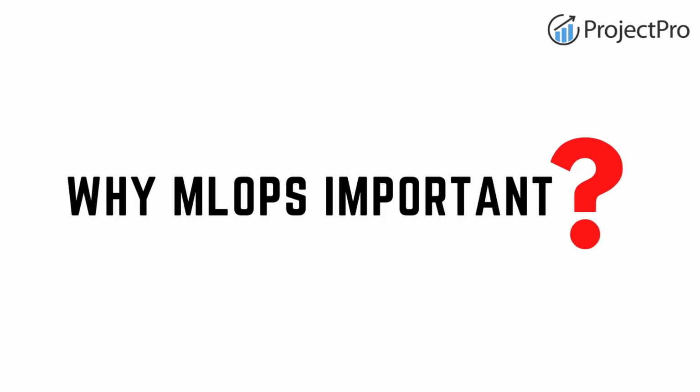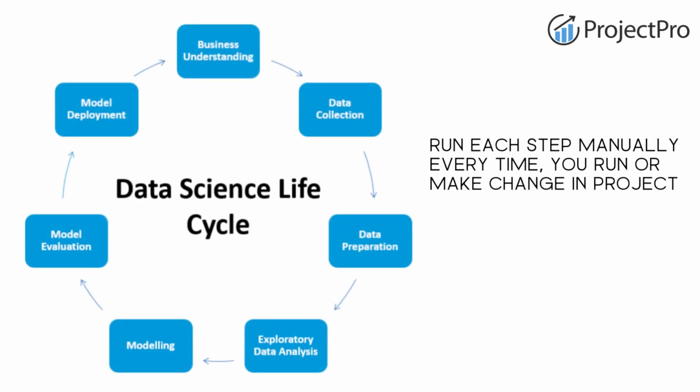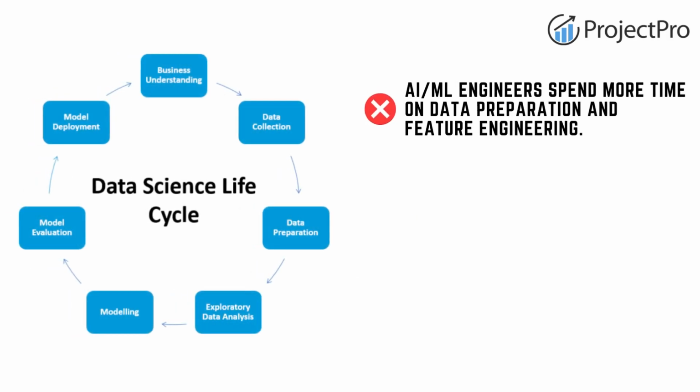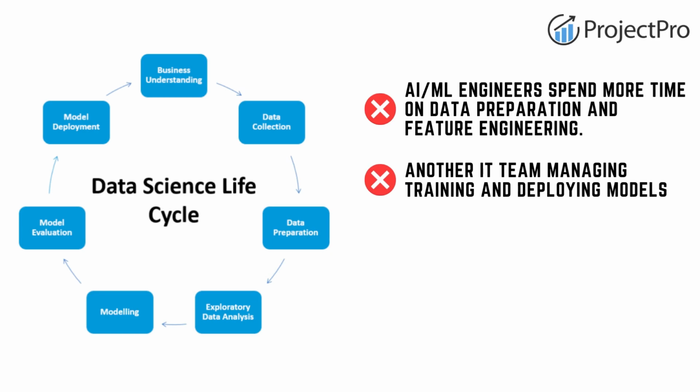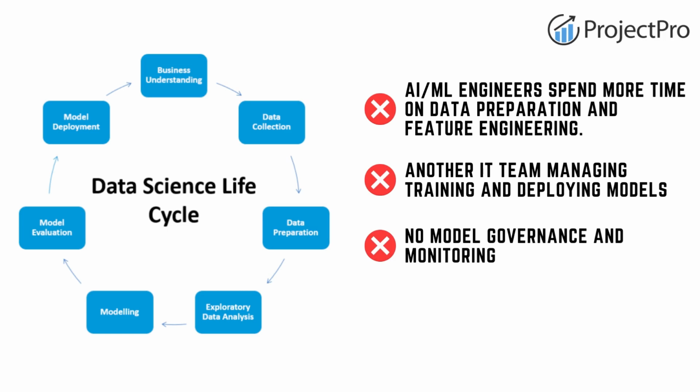So our next question is why MLOps is important. This is a data science project lifecycle that shows how a data science project is built in real life. It is difficult and complex to implement machine learning models in real life. Data ingestion, data augmentation, modeling, training, optimization, model experiments, and result explanations make up a typical machine learning project lifecycle, in which AI/ML engineers spend more time on data preparation, data cleaning, and feature engineering. Another IT team manages the training and deployment of models. No model governance is there, no monitoring is there.